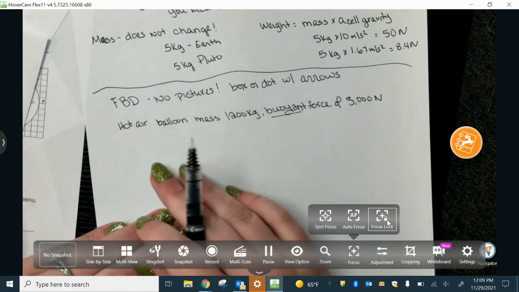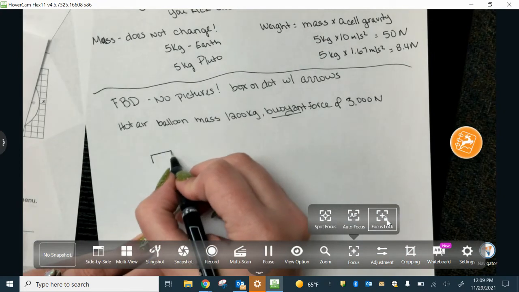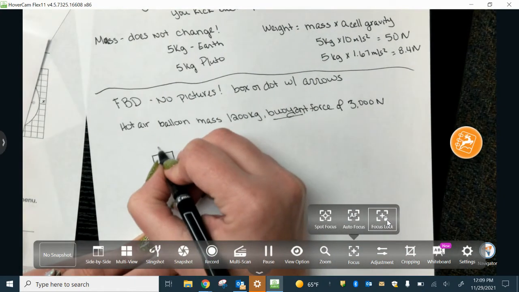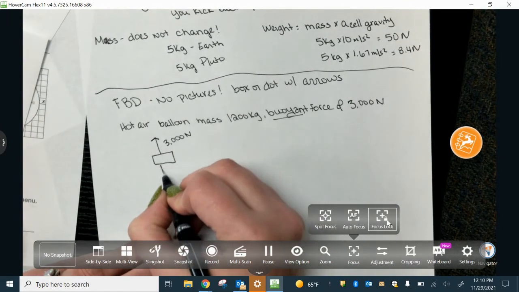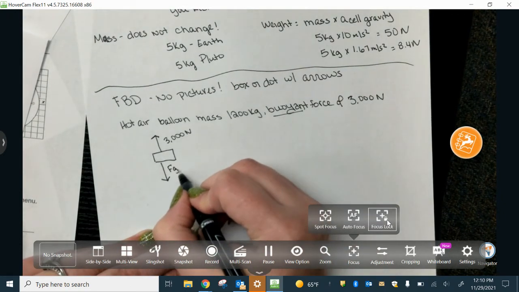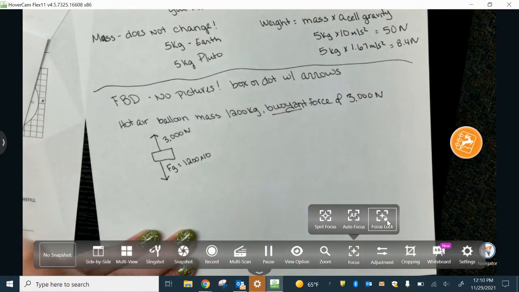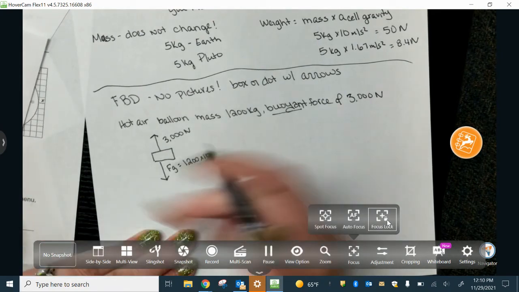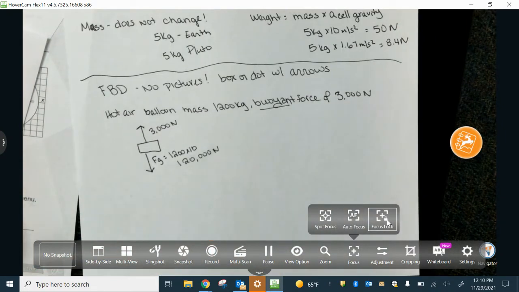So if you're to draw this in a free body diagram, I don't want a balloon. I want a dot or a box. Okay, I have a buoyant force up this way of 3,000 newtons. Well, what's my force pulling me down? That's my weight. That's my force from gravity, which would be 1,200 times 10. Newtons. Go ahead and use your calculator just to make sure you don't make mistakes. That would be my free body diagram for that.